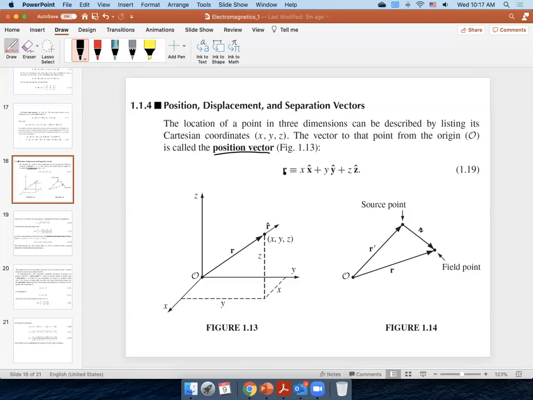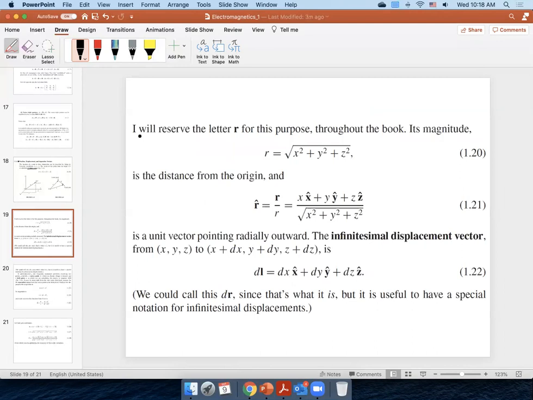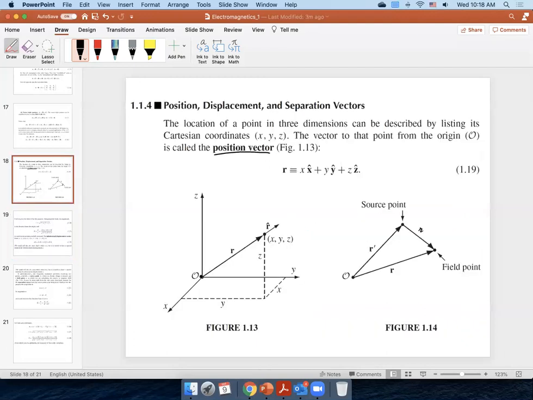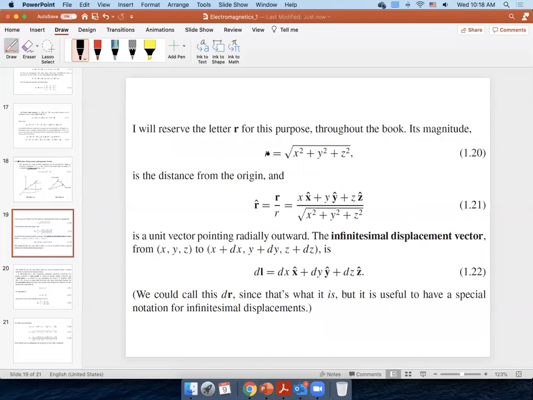And we can define r equals the x plus y plus z components. The letter r stands for the position, and the vector stands for the arrow from the origin to this position. And the magnitude of r, of course, equals the square root of x squared plus y squared plus z squared. It is the distance from the origin to the position you are concerned with.